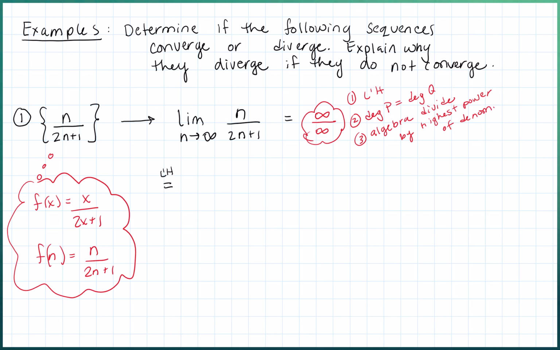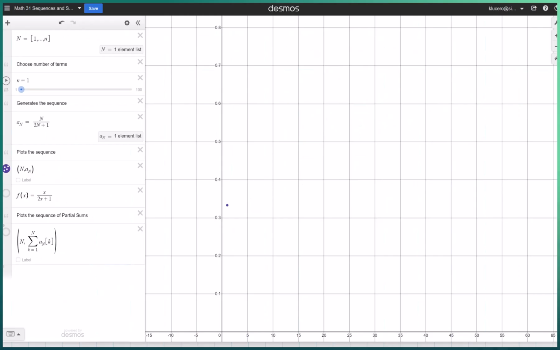But if I use L'Hopital's rule, then the limit of the derivative of the top over the derivative of the bottom, 1 over 2, as n approaches infinity, is simply a constant, and this is going to be 1/2. So we would say that this limit converges. The terms in this sequence are approaching 1/2. And I actually have a visual in Desmos that I want to show you, so I'm going to pop over to Desmos and show that visual for this one.